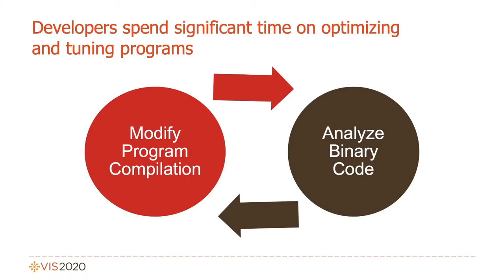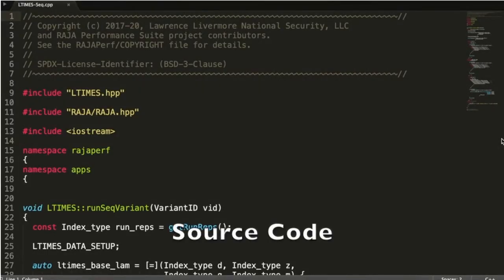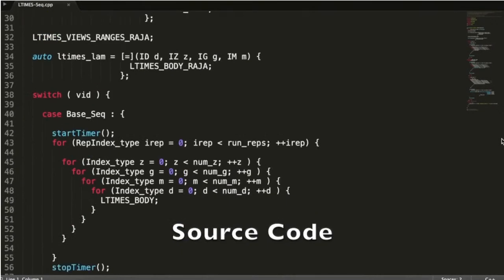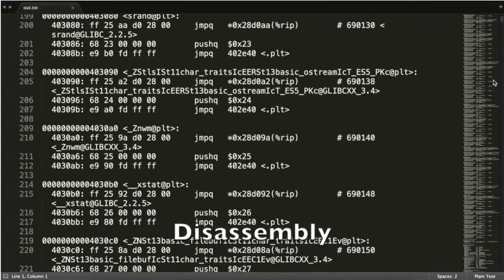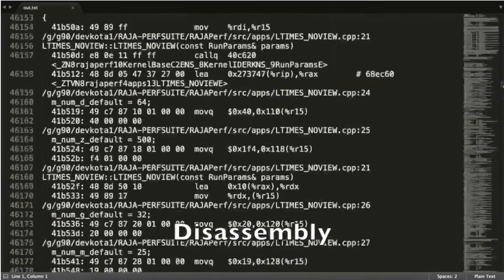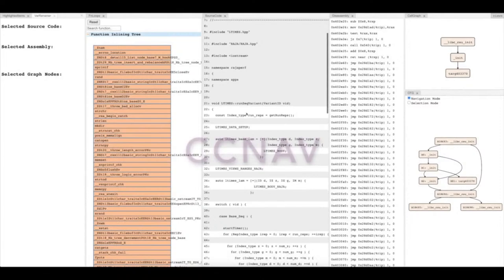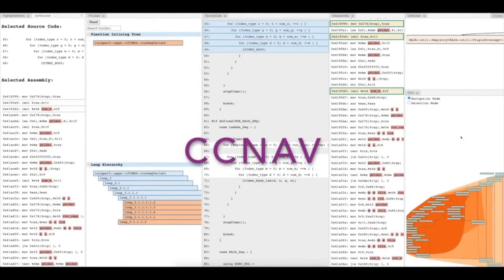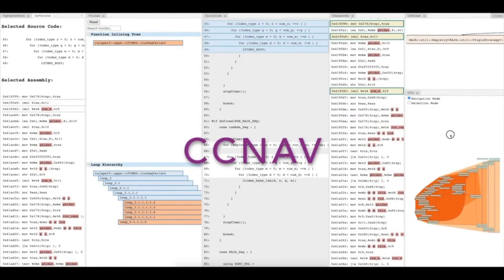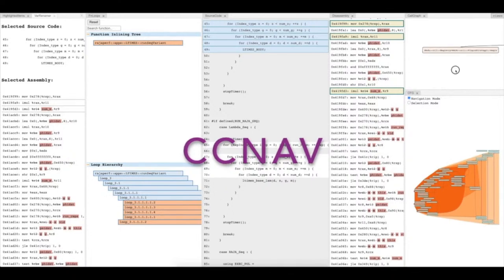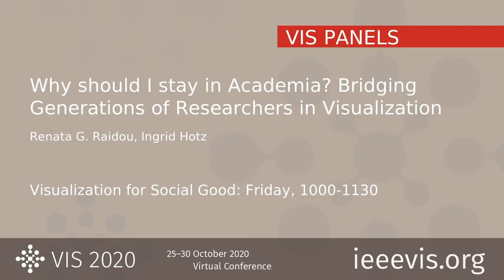Program developers spend significant time on optimizing and tuning applications. But working with binary code to understand what compiler optimizations were applied can be challenging. We present our visual analytics system, CCNAP, designed to identify and assess compiler optimizations in binary code. Check out our paper to learn more.